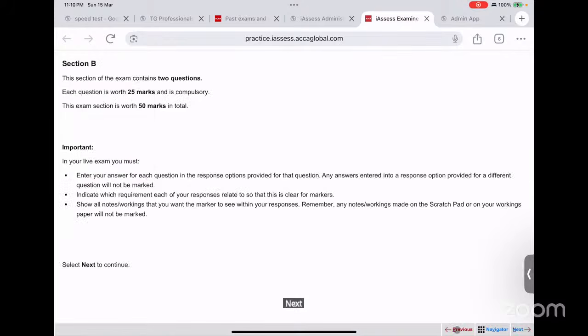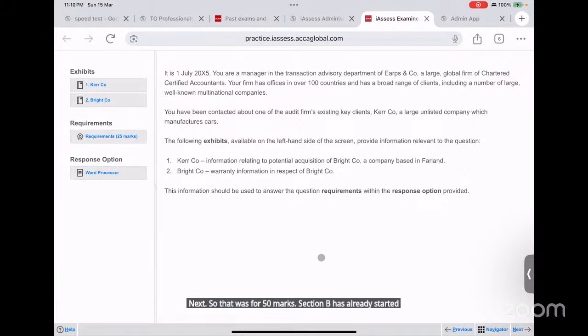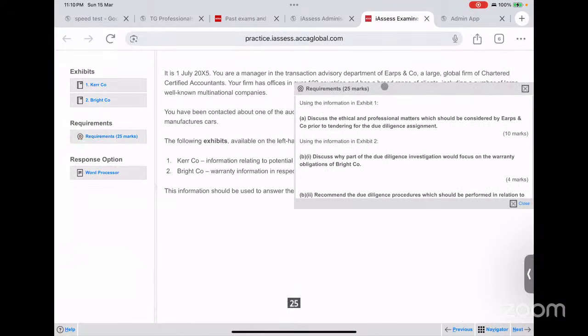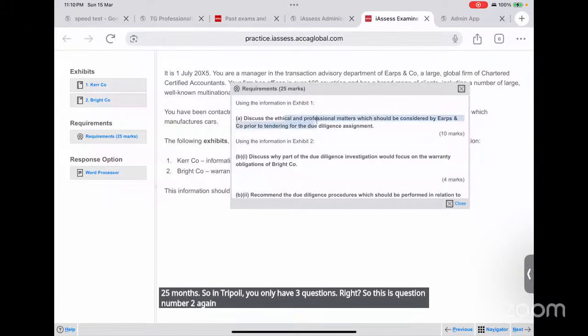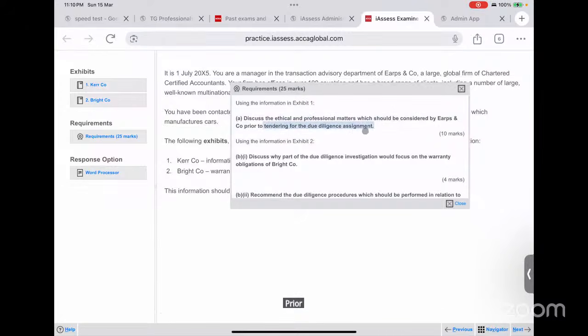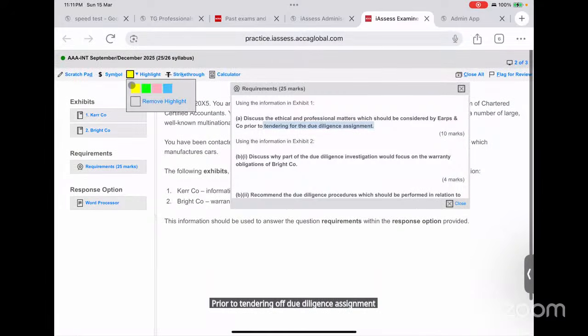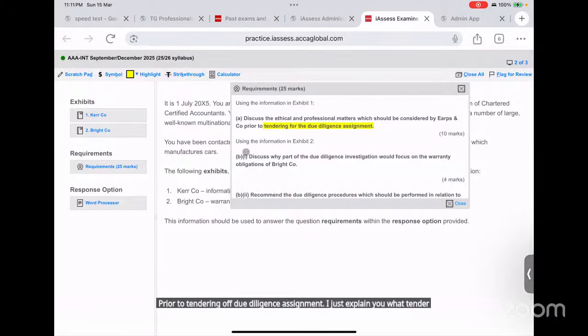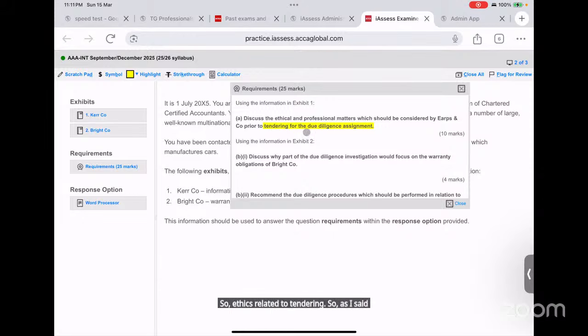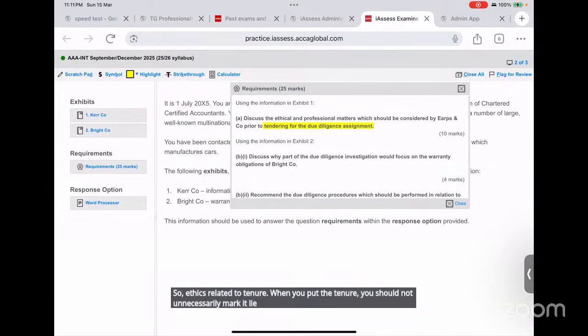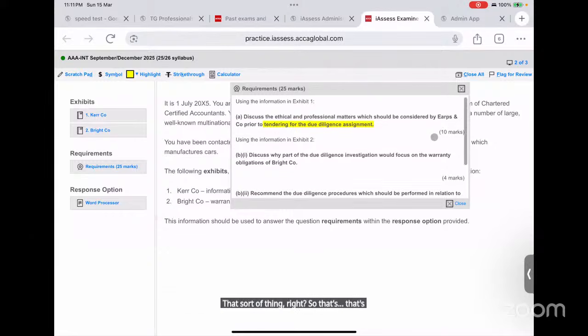Next. So that was for 50 marks. Section B has already started. Question number 2, 25 marks. So in AAA, you only have 3 questions, right? So this is question number 2. Again, ethics. But this time, prior to tendering of due diligence assignment. I just explained to you what tender is and what due diligence is. So ethics related to tendering. As I said, ethics are there in every stage of audit. When you put in the tender, you should not unnecessarily market, lie to the client, and tender to such a client which is not good for you. That's your ethic, right? So that's for 10 marks, huge marks.